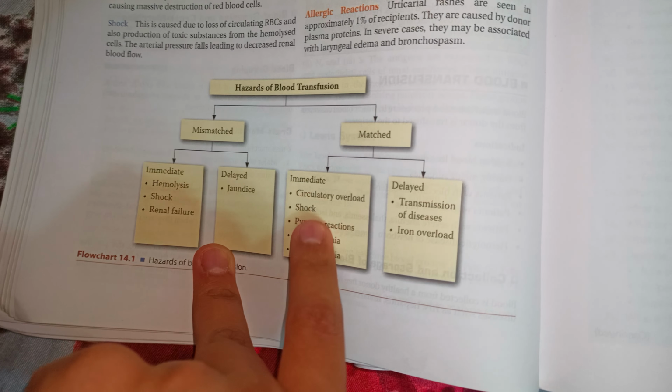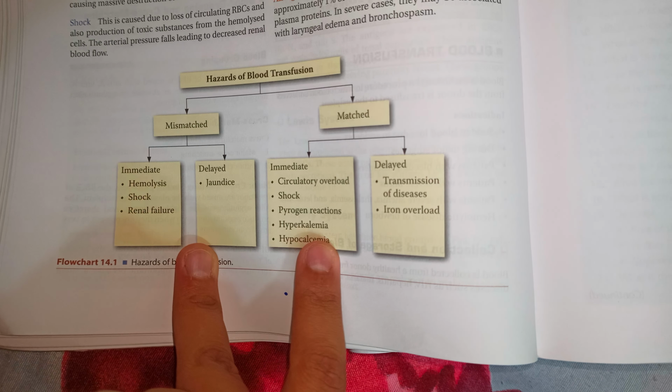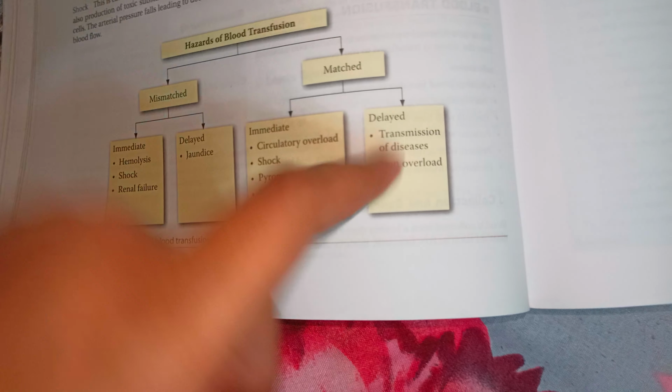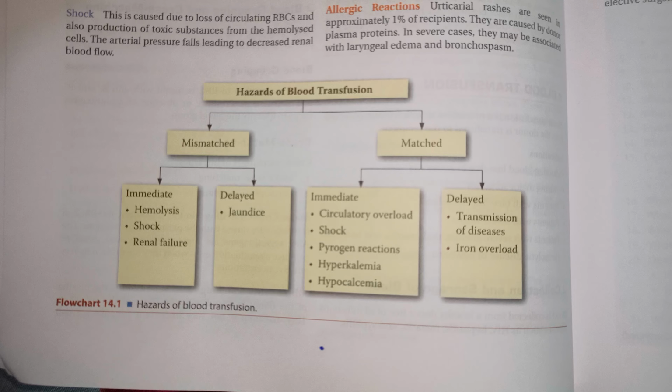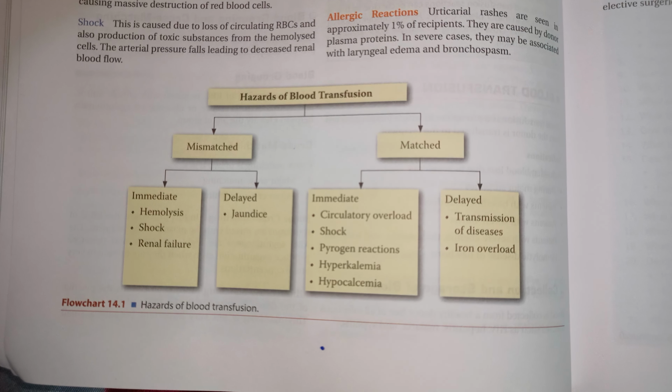Immediate ones are circulatory overload and shock. Circulatory overload happens when you transfuse the blood very rapidly. Then hyperkalemia, hypocalcemia, pyrogen reaction, shock, and in delayed, transmission of disease, such as we just read right now. It's the same stuff only. Delayed, we can write jaundice. In immediate mismatch, it is hemolysis, shock, renal failure.